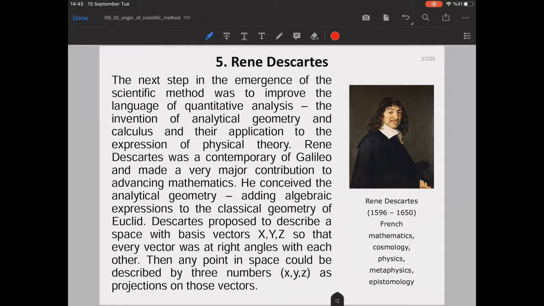And Descartes proposed to describe a space with basic vectors like x, y, and z, the three-dimensional space that we use today, so that every vector was at right angles with each other. Then any point in space could be described by 3 numbers, x, y, z, as their coordinates, as projections on those vectors.